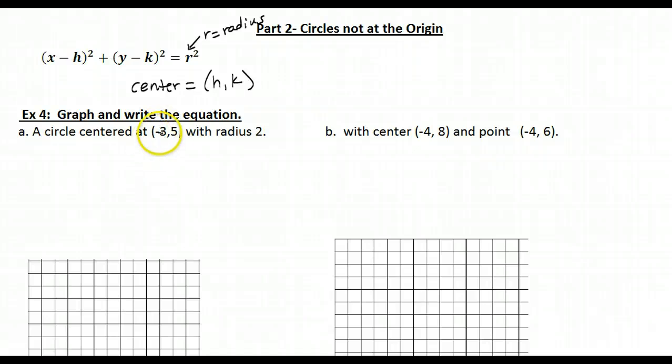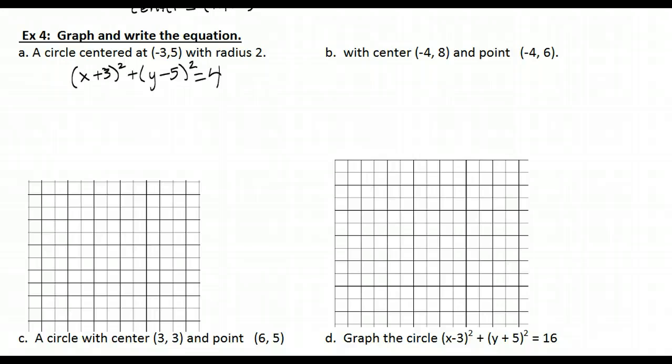So if the circle is centered at -3, 5, the equation would be x plus 3 squared, y minus 5 squared. So I do the opposite of what I see. That's why those were negative, and now they're positive for the center. So I do the opposite of what I'm given to plug it in, and then I do r squared. So radius 2 squared is 4. There's my equation of my circle.